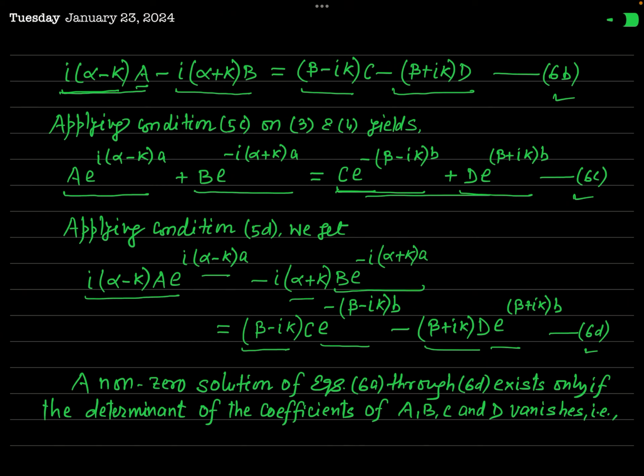So let us see. In this equation, the coefficient of A is e to the power i(α − K)a, and the coefficient of B is e to the power −i(α + K)a, and the coefficient of C is e to the power −(β − iK)b, and that of D will be e to the power (β + iK)b. In a similar manner, here you can see the coefficients of A, B, C, and D.